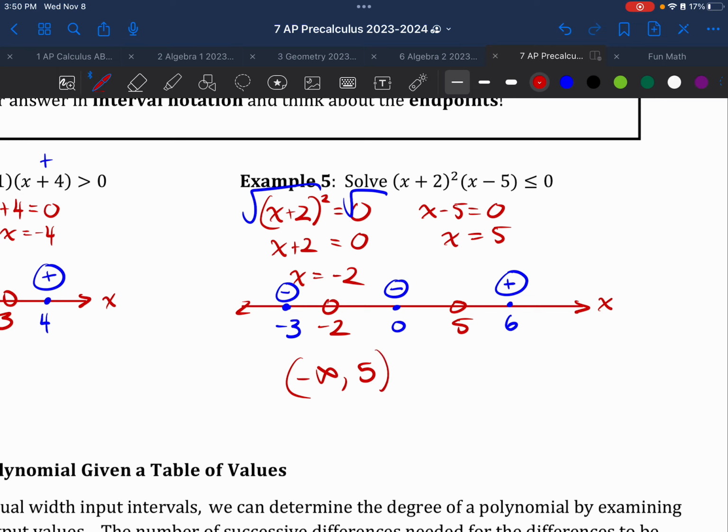Oh, I made a mistake. I said right here that this is not equal to 5, but it is equal to 5. We are equal to 0 at 5, so I need to change this parenthesis into a square bracket. Now we are technically correct.